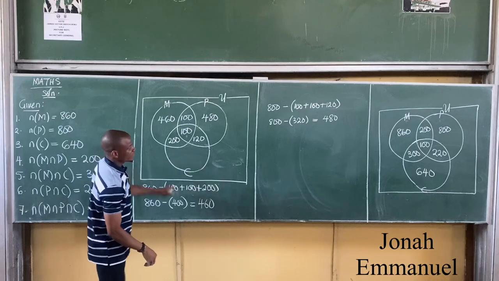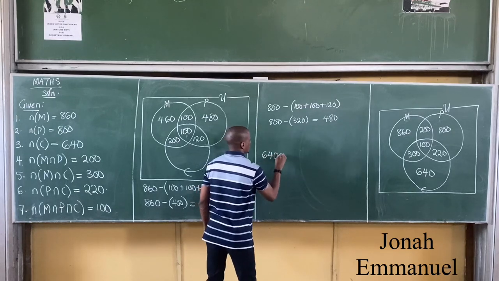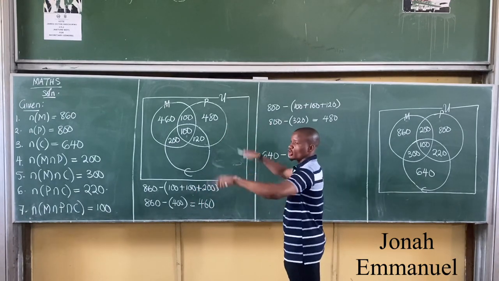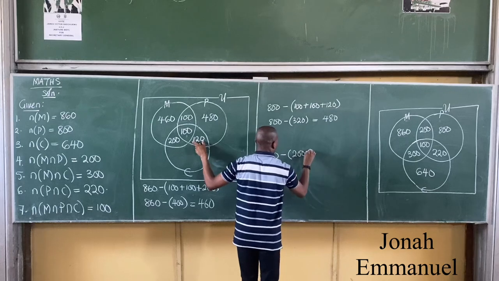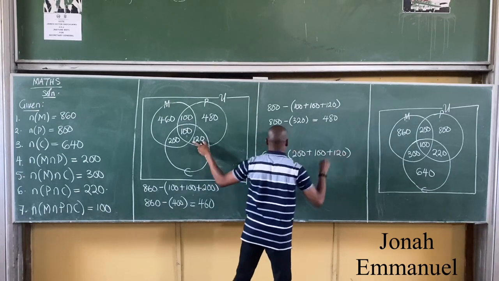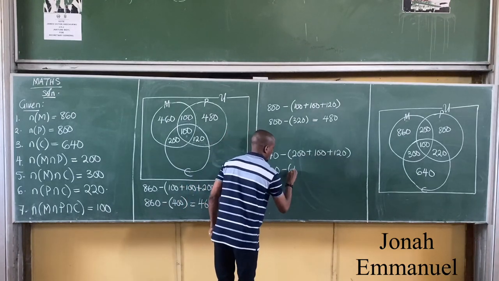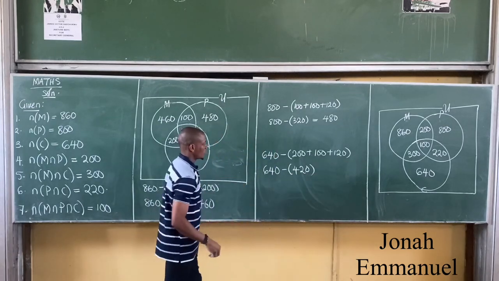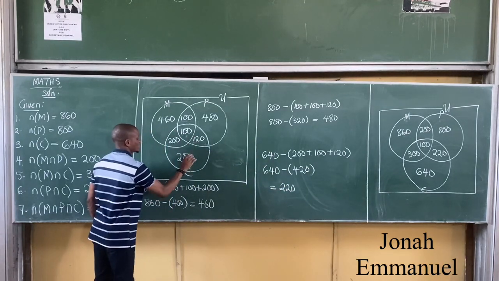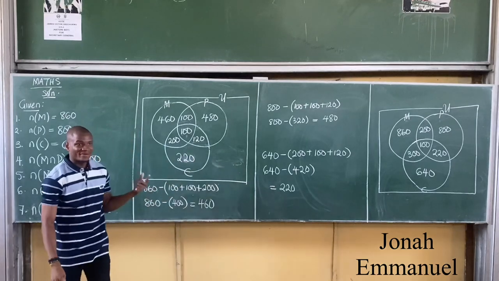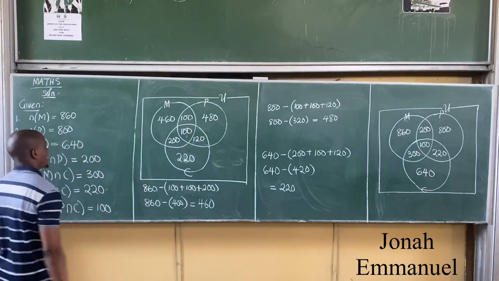One last one, please. Chemistry, this point. Of course, same concept. For chemistry, what I have here is 640. So 640 minus, look at the C bracket. Take out all the numbers there. So this becomes this plus this plus this: 200 plus 100 plus 120. This now gives you 640 minus 420. What do you get there? 220. So this now becomes my Venn diagram.